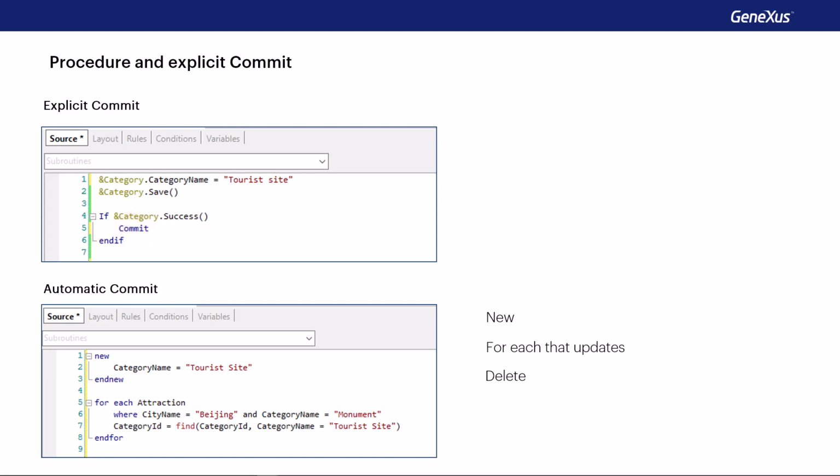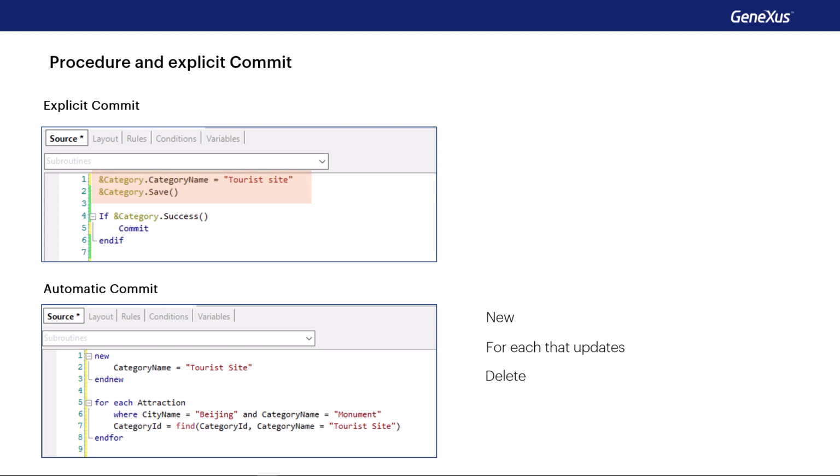As we've just said, if within the procedure code there's a new or for each that updates or deletes, in any of these cases, it wouldn't be necessary to explicitly write the commit. If we only have this code in our procedure, we'll have to add it explicitly.